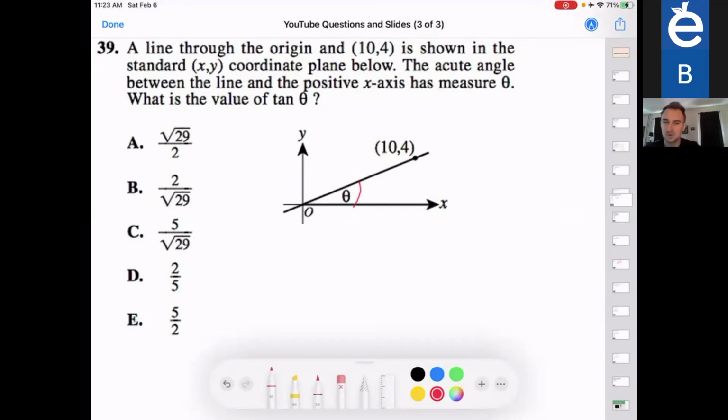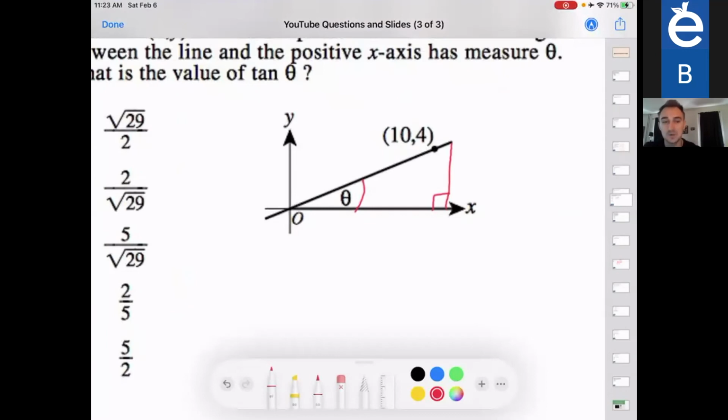Well, this might look a little intimidating up front. It's like, well, we don't have a triangle here. How can we possibly do that, right? Well, if you think about it, we could introduce a right triangle here 2 ways. I could either draw one here, or I think the easier way to see it would be here, right? If I drop this line down and make it perpendicular with my x-axis here, this value 10, 4. Let me align it more with that coordinate, with that point. There we go.